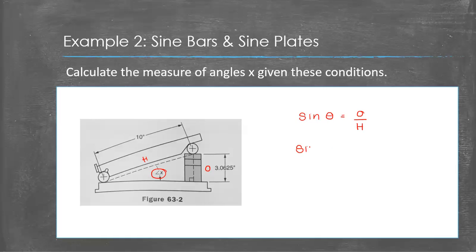So the sine, I'm going to call this angle x, is equal to the opposite side, which now is 3.0625 inches, divided by 10.